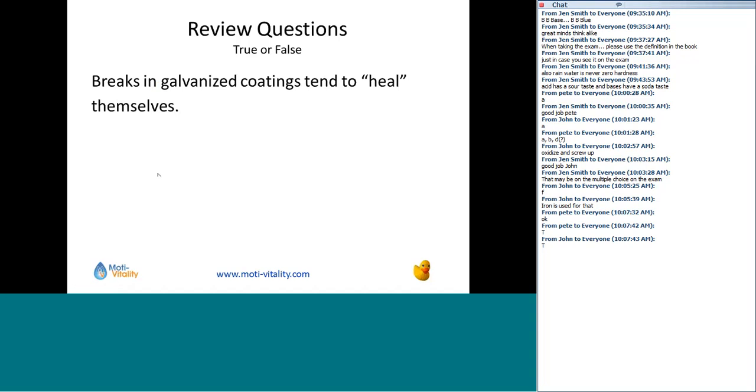Breaks in galvanized coatings tend to heal themselves. True or false? Breaks in galvanized coatings tend to heal themselves. This one is true.